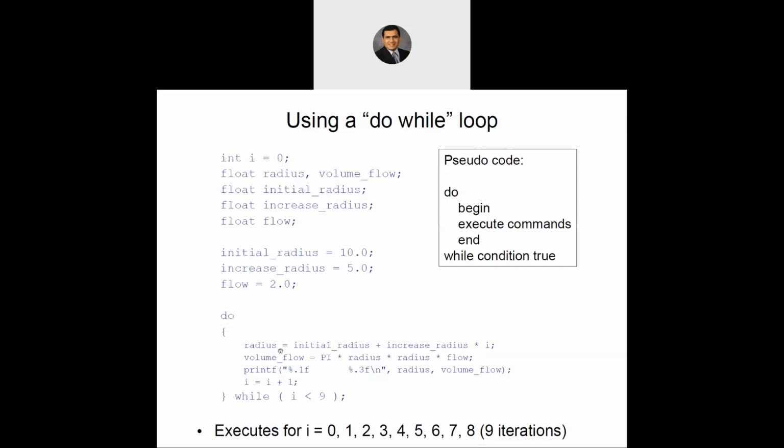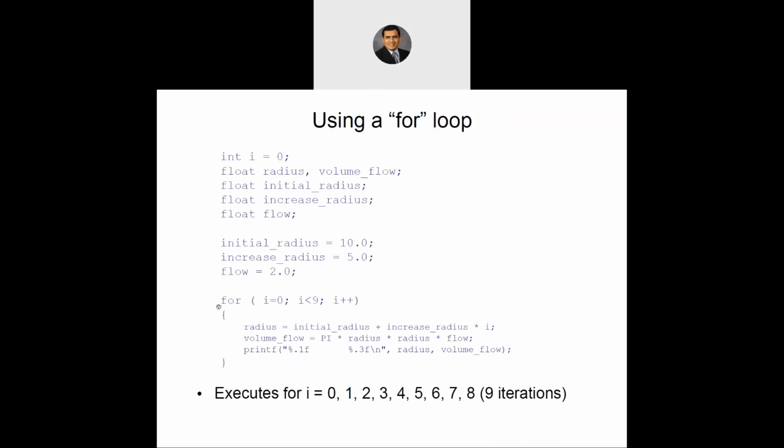Over here, it will calculate the volume for the first radius, 10. Then looking at the conditions, it will go to 15, then 20, and so on. So, in certain situations where you want the statement to be executed at least once before the condition, you use a do-while loop. We can also implement a for loop.